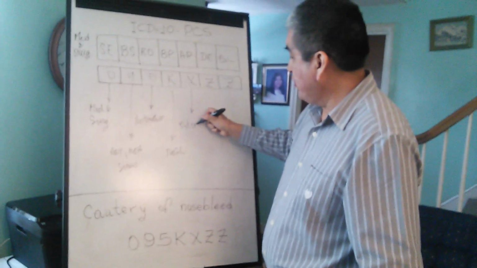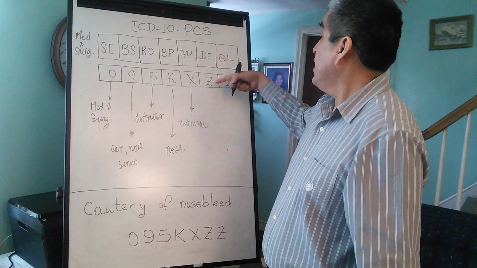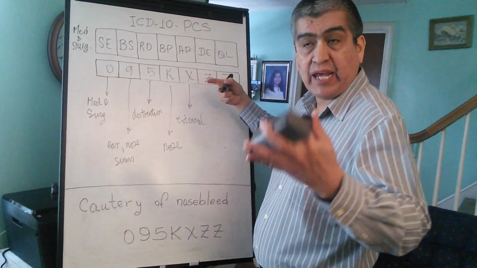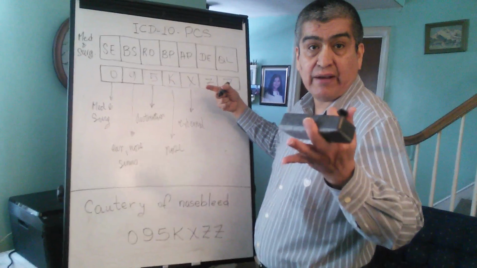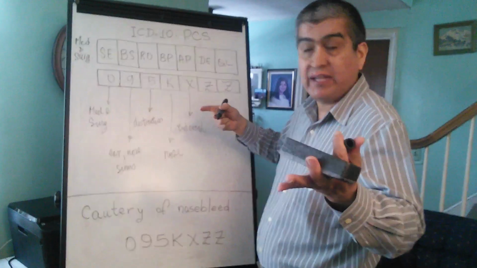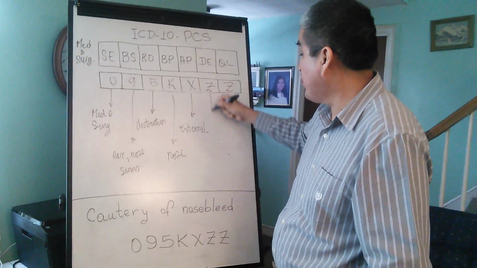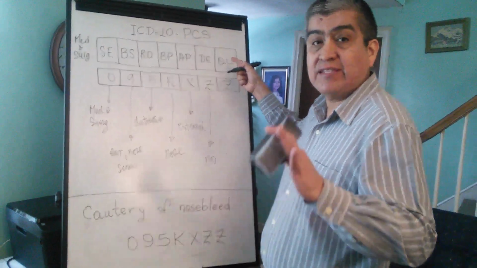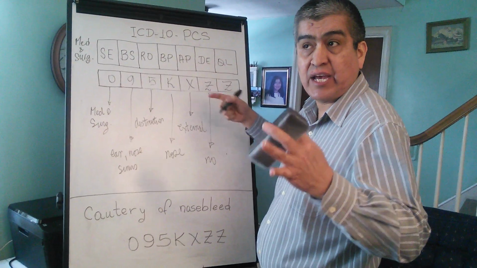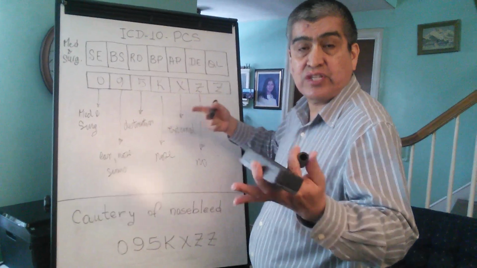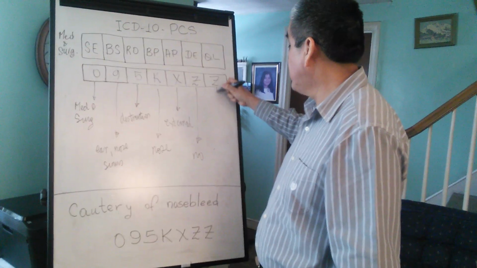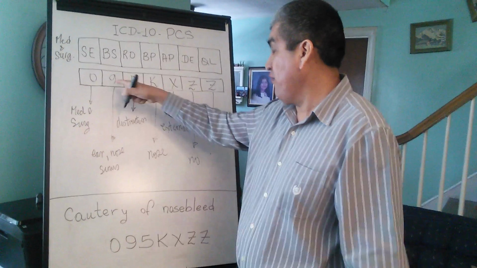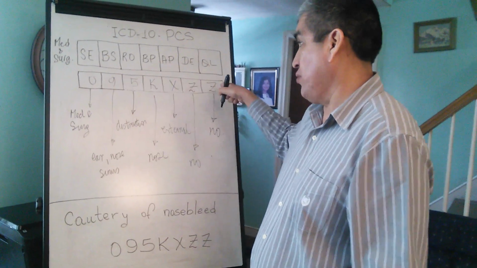Now the device is if we leave something after the operation, like a pacemaker or a graft, in the body. Since we didn't leave anything, we put no here, and the Z is for no. And the qualifier is the last character, and this is just an extra character in case you need it. In this case, we don't need it, so it's a no, or a Z. That's the meaning of each of the characters for the code.